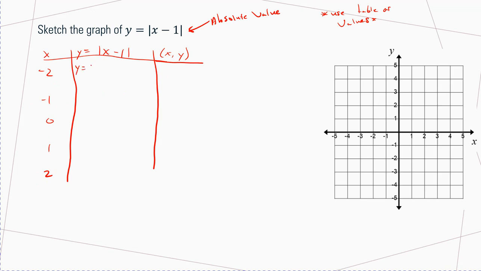Y is equal to the absolute value of -2 minus 1. Well, that's the absolute value of -3, and that just gets me 3. So it's -2, 3, right? Because an absolute value tells you the distance from 0, and so it just turns it positive. Okay, so this is going to be -2, comma 3.